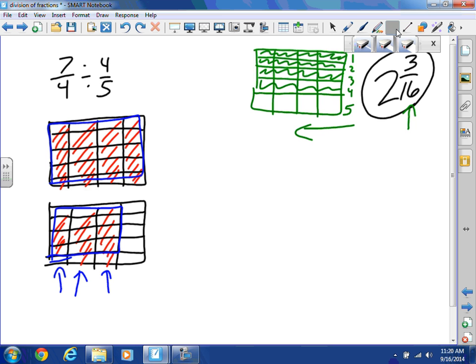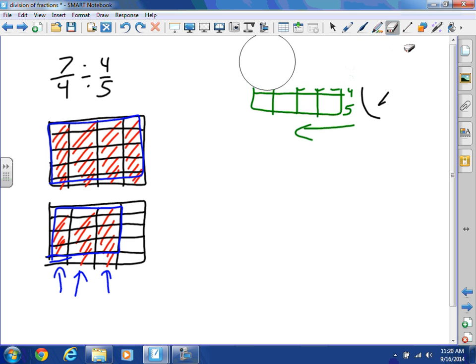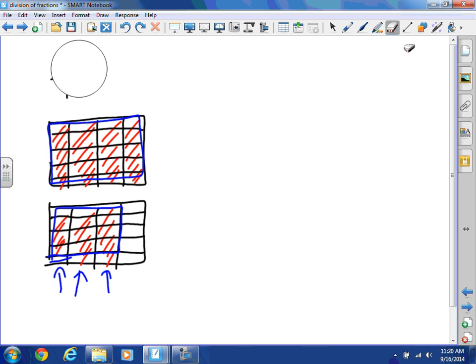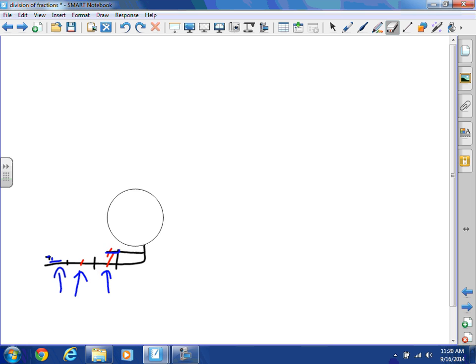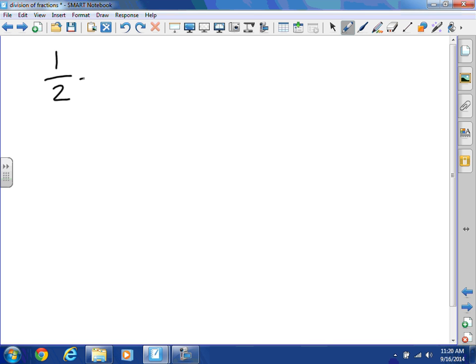Erase this. We're going to do a little bit of an easier one. It was a hard one. Erase this one. One half divided by 2/3. Write it quickly. 1/2 divided by 2/3.